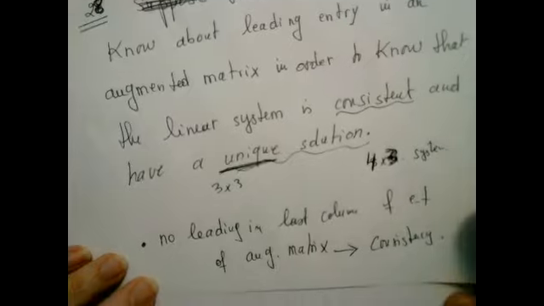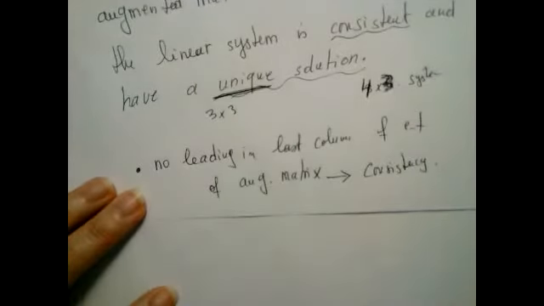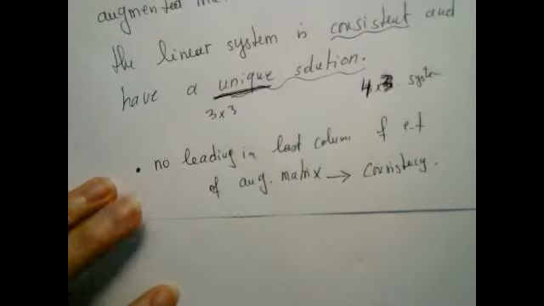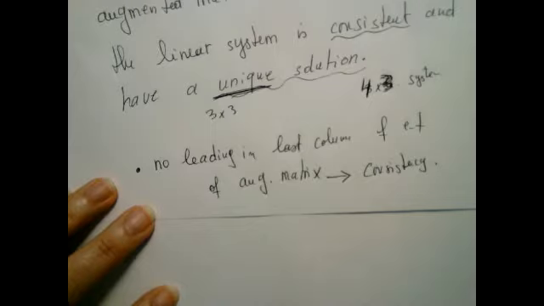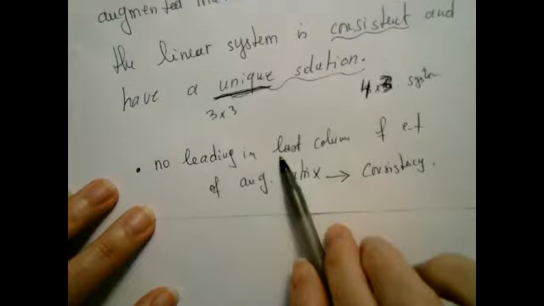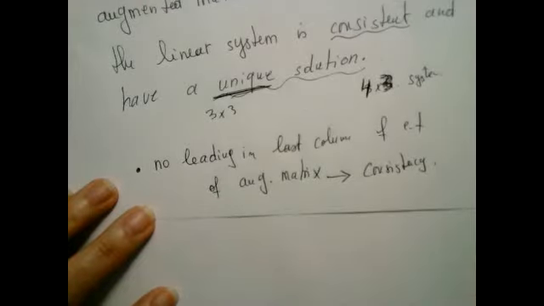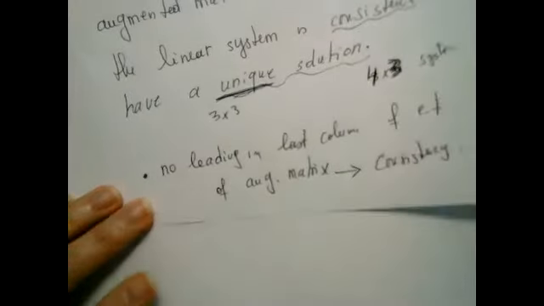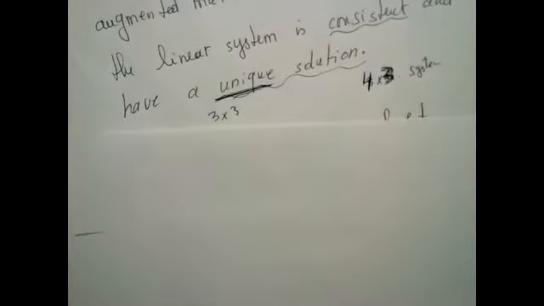But they want unique. What will guarantee that the solution is unique? So I will read Adam, who tells me there is only one leading entry per column. That's absolutely correct. To have a unique solution, I don't want any free variable. I only need basic variables. To avoid free variables, every column should have a leading entry except the last column, which guarantees consistency. So no free variables.